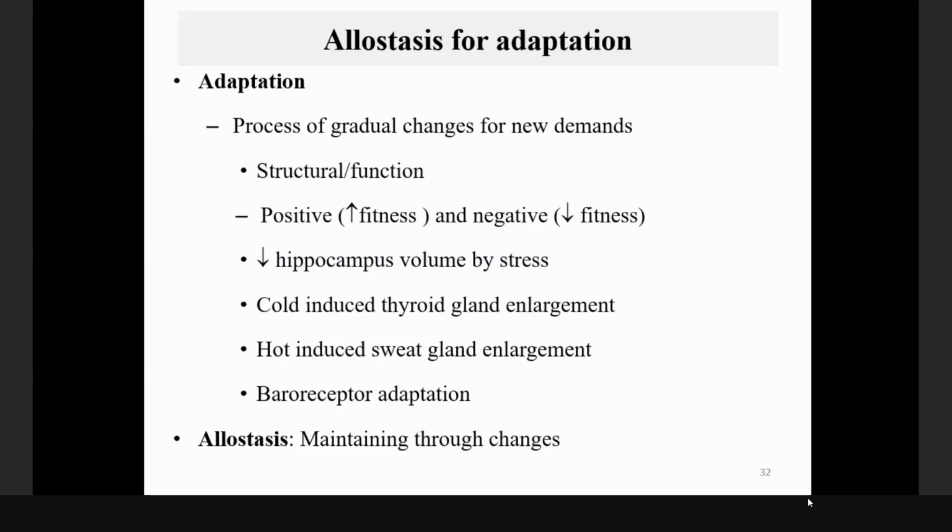Otherwise, as I tried to mention in the earlier slides, allostasis is maintaining stability through change. There may be a condition in the subject at which the changed value may be important, like an increased body temperature during infection, and that's called allostasis, or heterostasis, not homeostasis. Homeostasis is maintaining at a constant value, but allostasis or heterostasis is maintaining at a changed value.